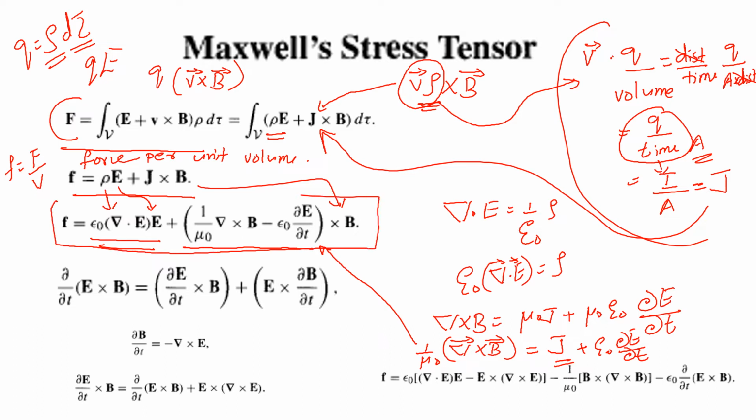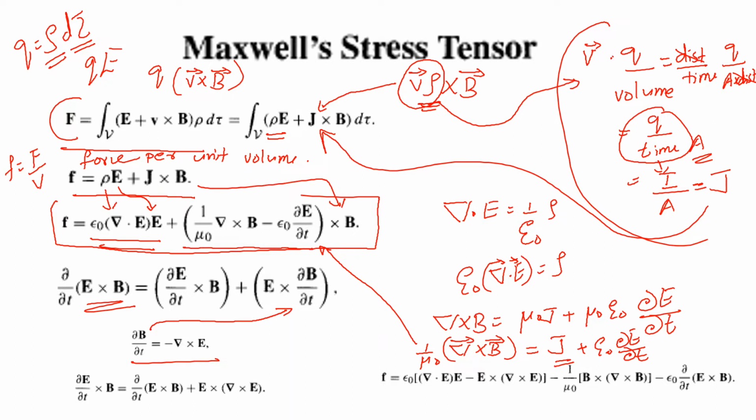Now we are going for some more substitutions and using some identities. We know what dou by dou t of E cross B is. That is dou E by dou t cross B plus E cross dou B by dou t. We use the product rule here. So dou by dou t of E cross B is equal to dou E by dou t cross B plus E cross dou B by dou t. Also, from Maxwell's equation, del cross E is equal to minus dou B by dou t. So here, instead of dou B by dou t, we can plug in minus del cross E.